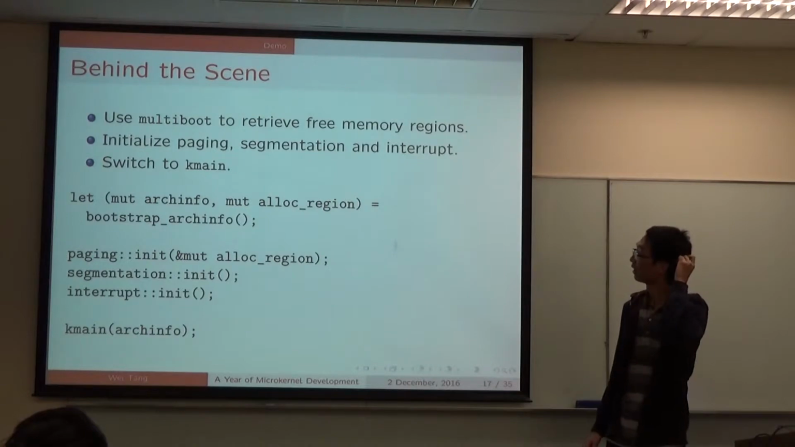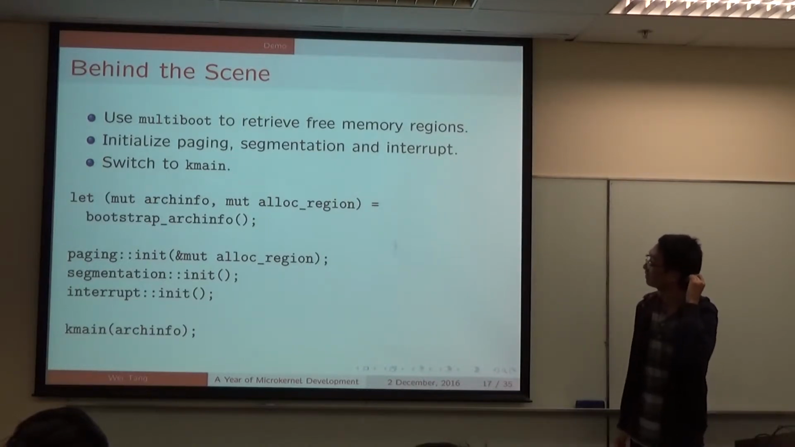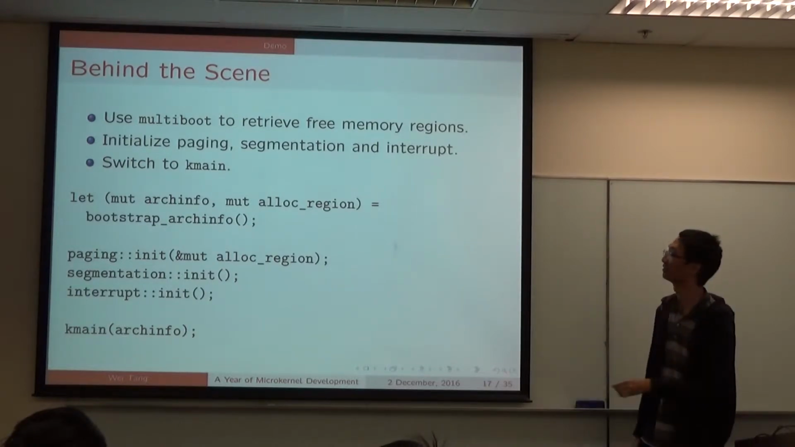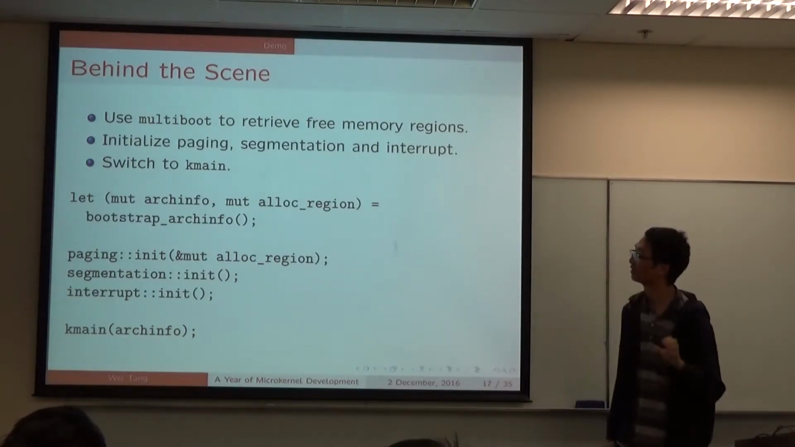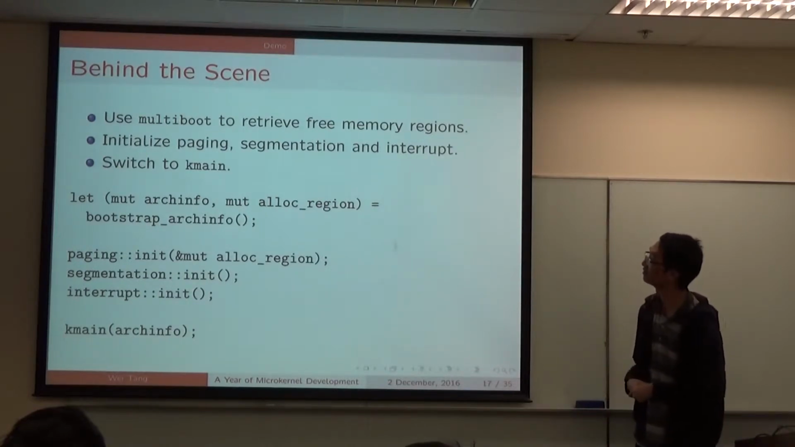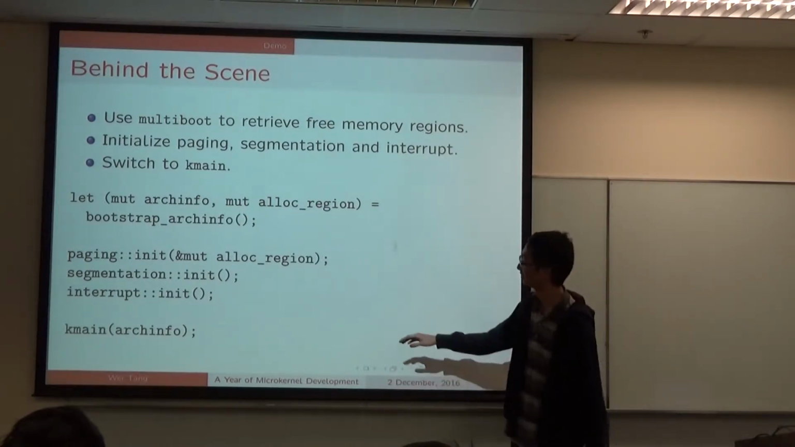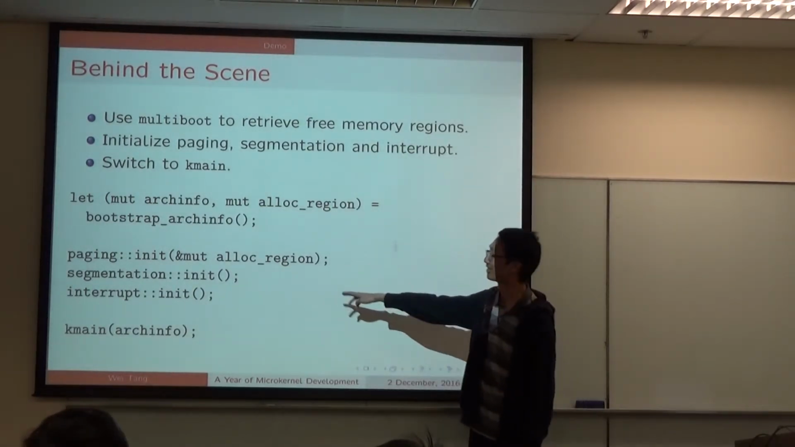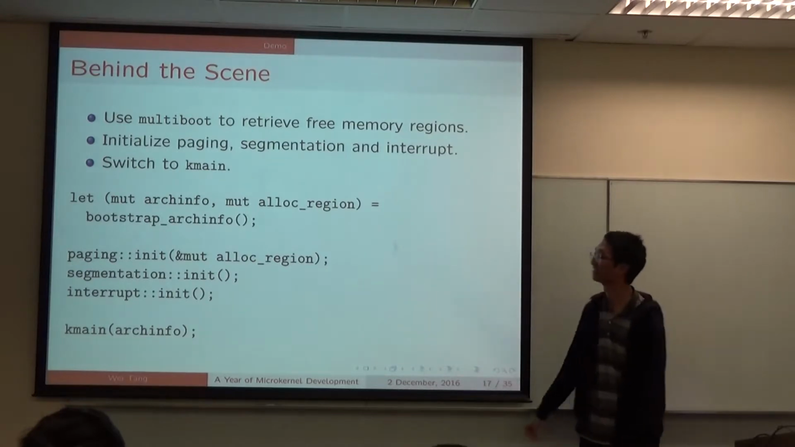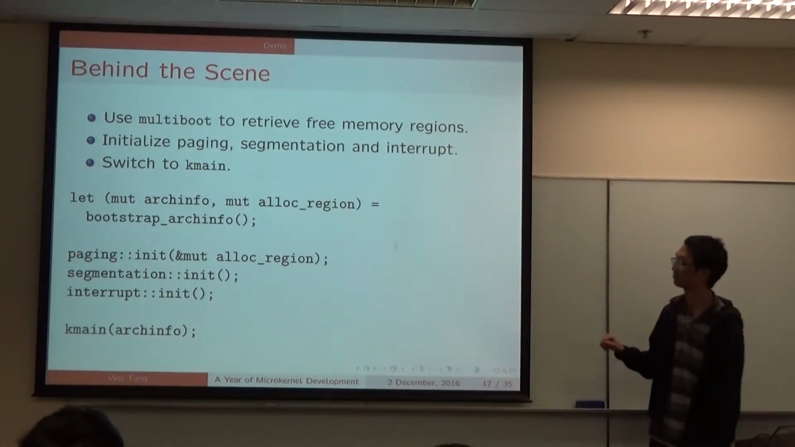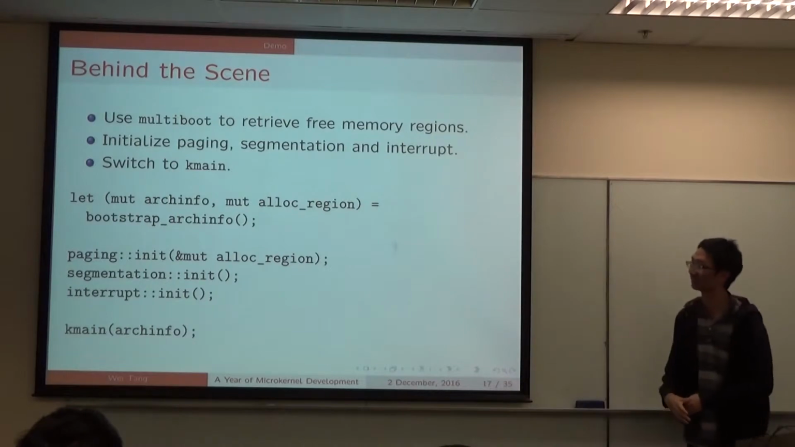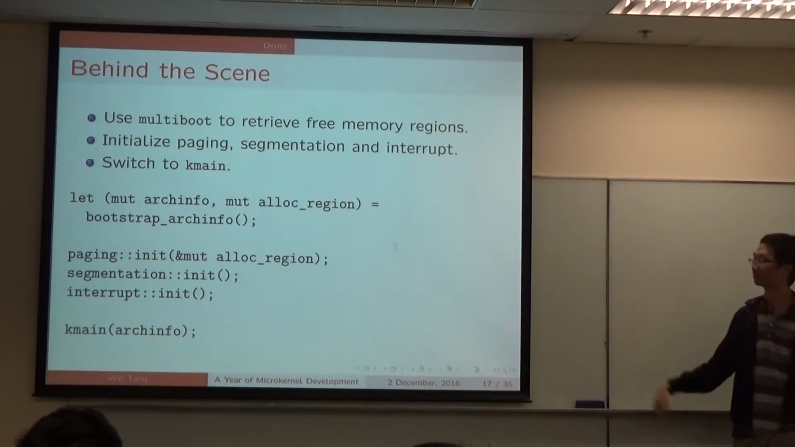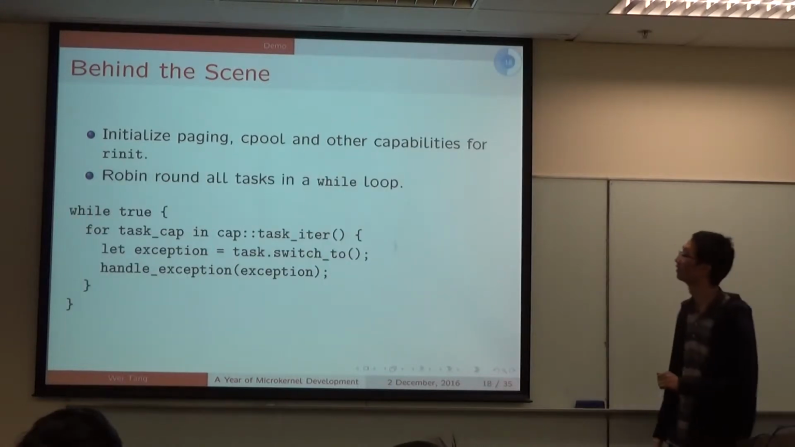So in Rust, the multi-boot has some information given to me, so I can get the free regions of the memory from the multi-boot data structure, and then those actually contain lots of code to initialize the paging, initialize the segmentation, and initialize the interrupt. That's probably the thing that takes longest to write. And then finally, I can switch to Kmain, which is the actual kernel stuff.